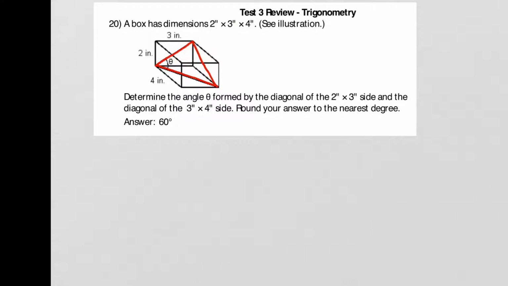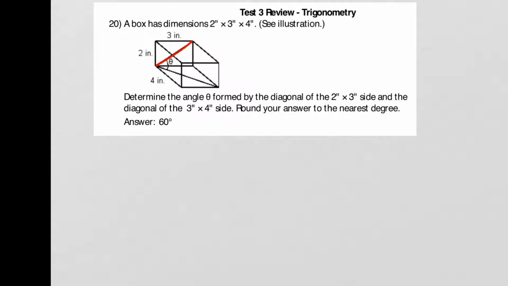In this problem, we need to find the angle theta formed by the diagonal of the 2 by 3 inch side and the diagonal of the 3 by 4 inch side of this box. So how I'm going to go about doing that is, first of all, let's find the length of just that diagonal of the 2 inch by 3 inch rectangle. Since this is a right triangle, what I'm really looking for is the hypotenuse of that right triangle.